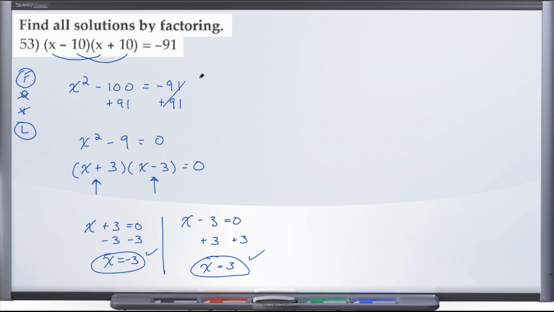All right, so again, if you have something like this where you need to first FOIL, go ahead and FOIL or simplify the left-hand side a little bit and then bring over any terms that you have to so that you can have all the terms on one side and your equation set equal to 0.